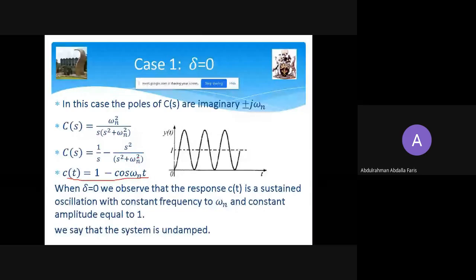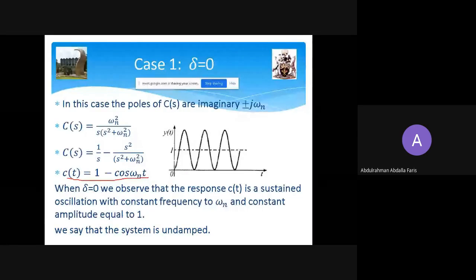So for case 1, we call it undamped system. And this undamped system has sustained oscillation. We have oscillations that will never stop. So this is not good for our systems, because we don't want the system to vary every now and then. We want a system to attain the desired value.